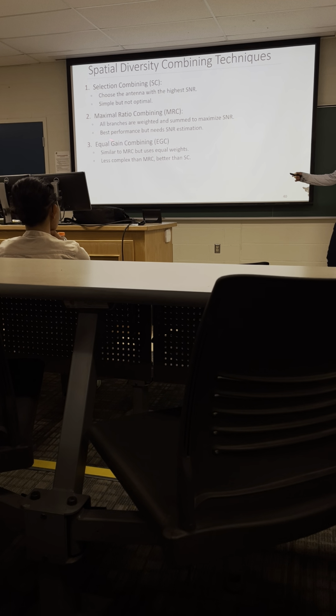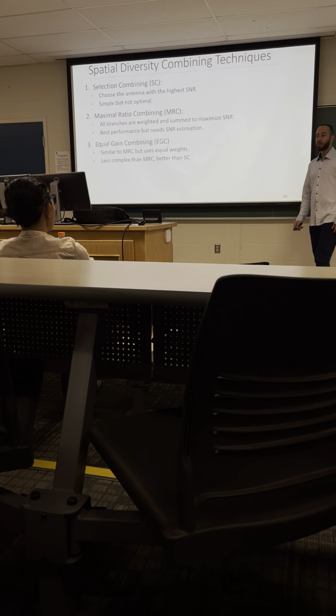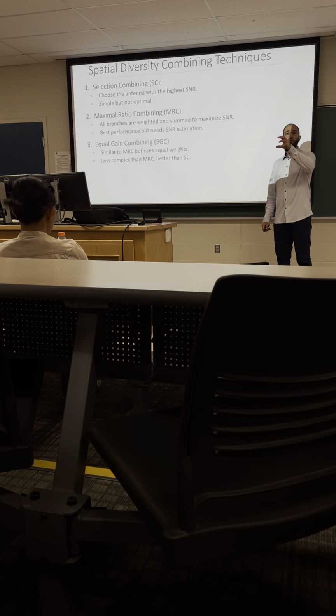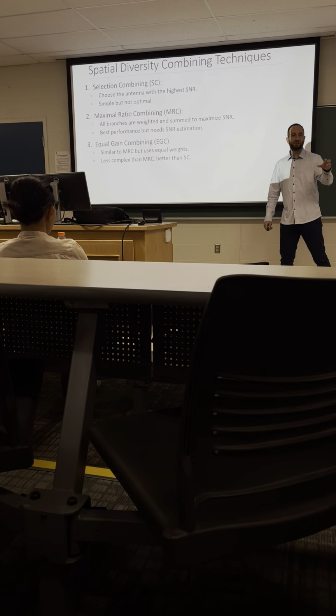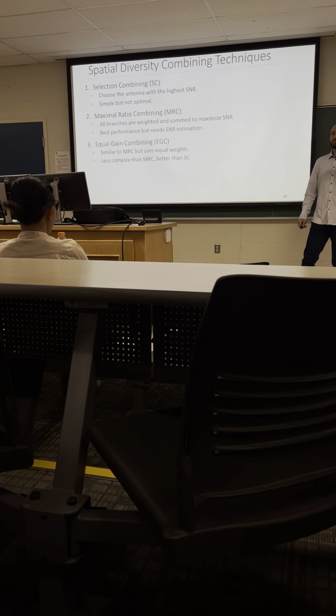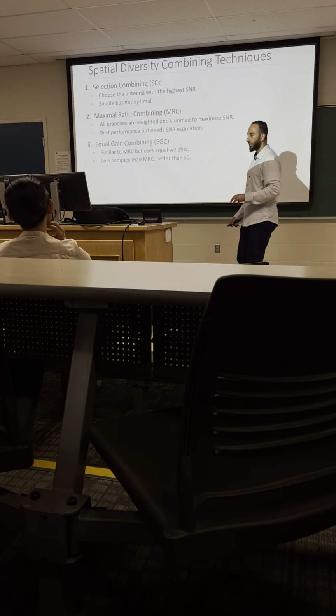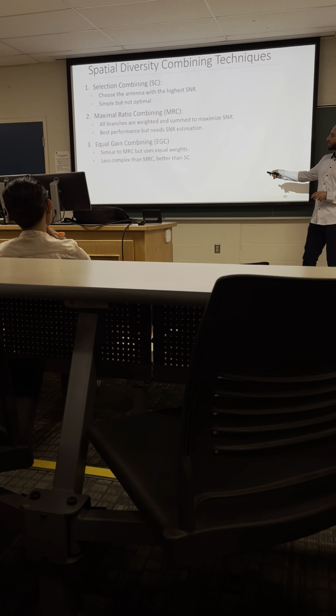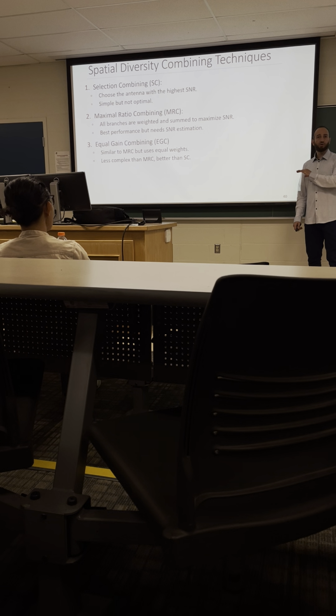So equal gain combining is pretty similar to maximum ratio combining, but here we have a fixed weight for all signals. However, for maximum ratio combining, we have variable weights based on the signal strength itself. But these two types, number 2 and 3, maximum ratio combining, MRC, and EGC, are using the whole sequence.